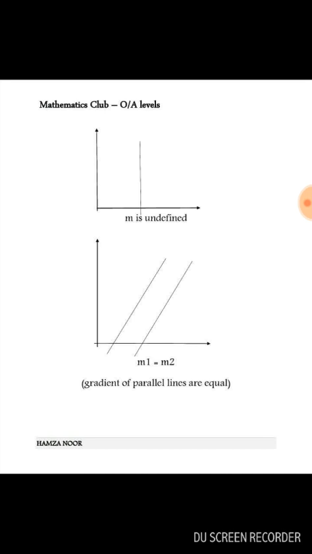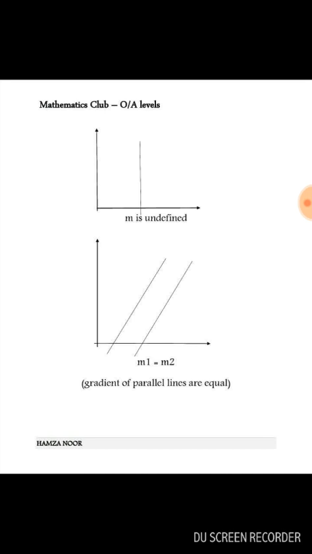Now the question is why is m undefined? Because as we have studied earlier, the formula for calculating the gradient is (y2 - y1)/(x2 - x1). Here you can see that the change in x is 0, and you know that any number divided by 0 is infinity. So in this case m is undefined.